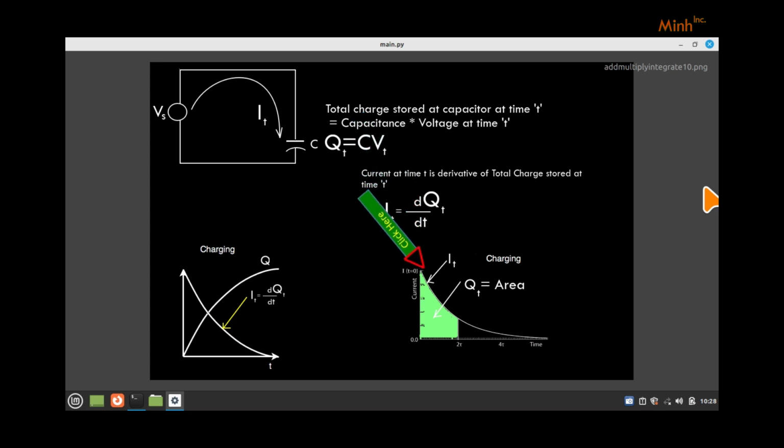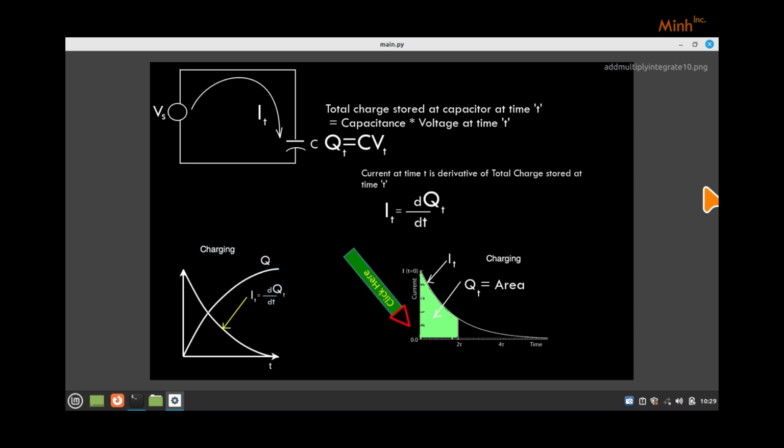Now suppose I have a current graph. Then dq by dt is current, which means Q is the area under the curve. If we differentiate the area, it gives back the curve. So Q(t) is the area. Initially the area will be zero, because the charge has just started getting stored, and slowly the area will grow, and then it will become constant. The charge won't grow beyond that.